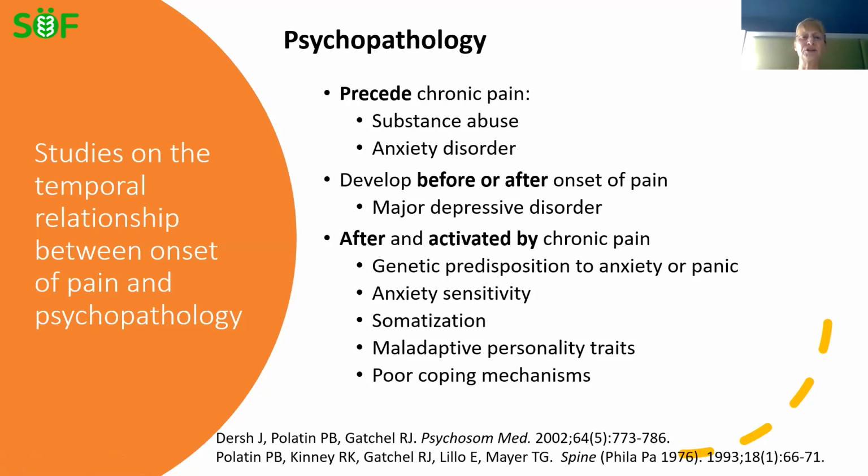And these include a genetic predisposition to anxiety or panic, anxiety sensitivity, somatization, maladaptive personality traits, and poor coping mechanisms. So these are all the things that can be caused by pain. So I think the answer is, we don't know. It's very complicated. We need to see the data.